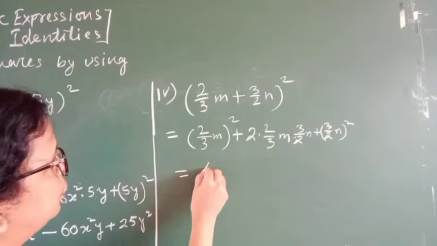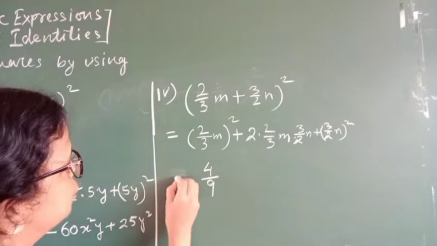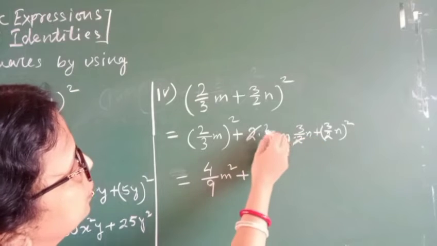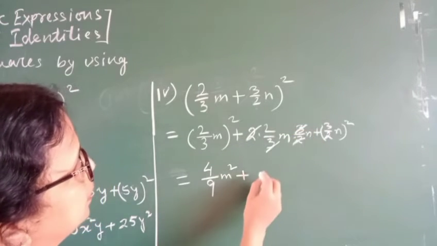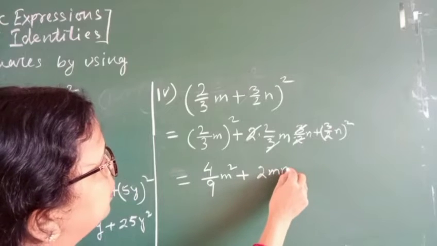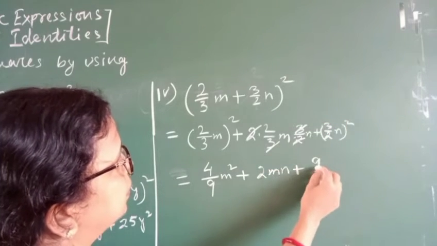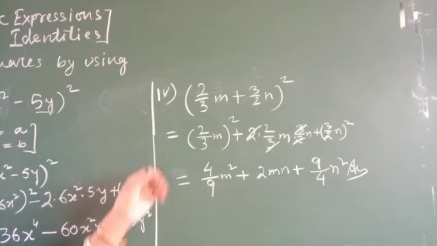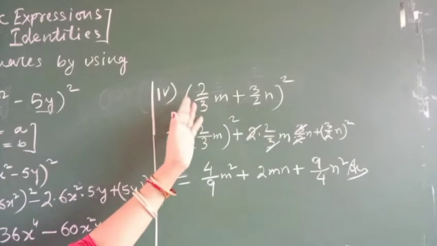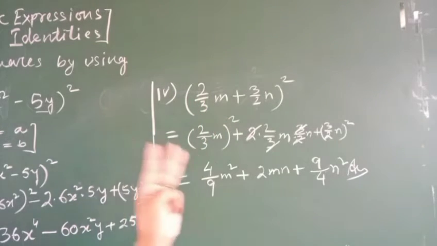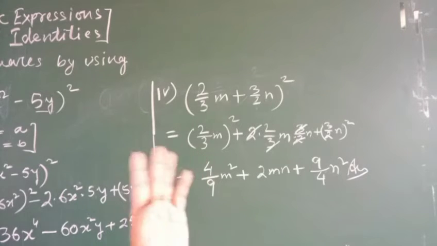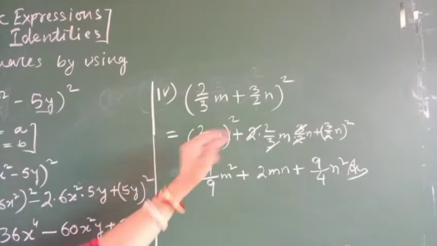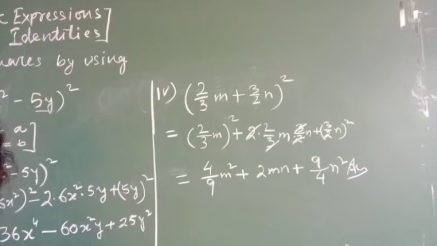Okay, now do this one. 2 2s are 4 by 3 3s are 9, m square plus, we can cancel 2 and 2 here, 2 3s are 6, 3 3s also you can cancel, so 2 m plus 3 3s are 9, 2 2s are 4, n square. So we have to identify out of these three identities, a plus b whole square, a minus b whole square and a plus b into a minus b or a square minus b square, among these three identities which one will be suitable for these sums.